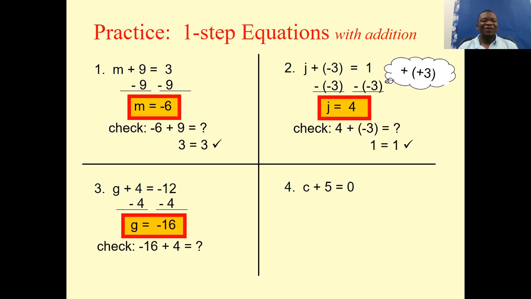Negative 16 plus 4 gives us negative 12. The left-hand side is negative 12. The right-hand side is negative 12. So it shows that our equation is balanced.